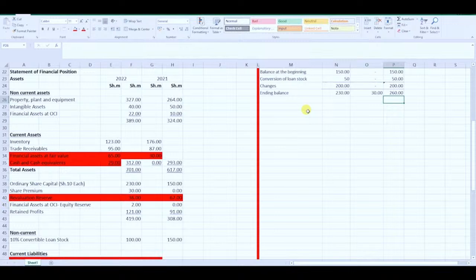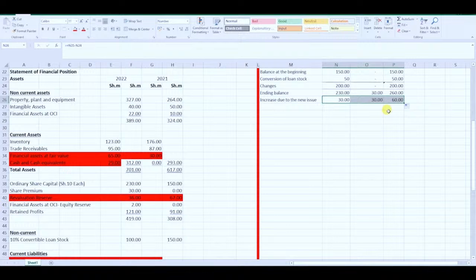So what is the increase due to the new issue? Increase due to the new, of course, the new conversion of loan stock, the new issue. Over there, we can see we'll just subtract upwards, so plus that value minus 200, enter. Here we just pick the formulas right here, that plus sign like that, 60. So that is the increase due to the new issue over there.